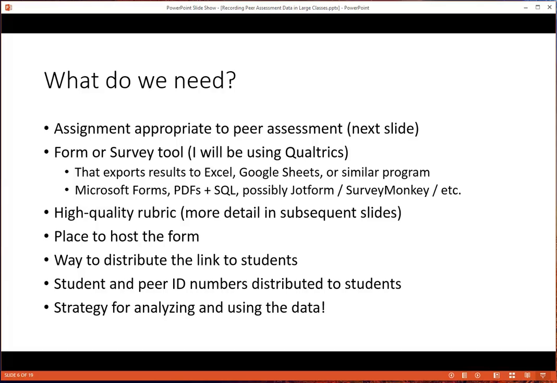Finally, very importantly, a strategy for analyzing and using the data. I talked a lot about formative assessment earlier. If that's a strategy you want to use, if that's an analysis pattern you want, then make sure that you're going to get data back that can be used for formative assessment. If that's not your goal, if you have other things that you want to do with the data, then structure your peer assessment in a way that's going to give you useful data. Really consider this before you put an assessment in the field.